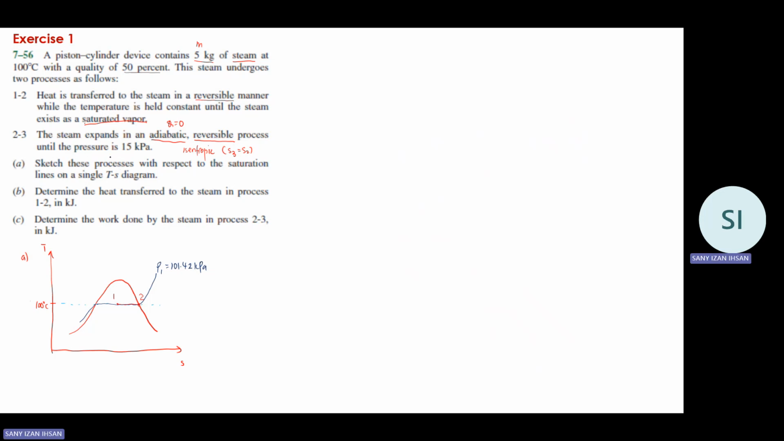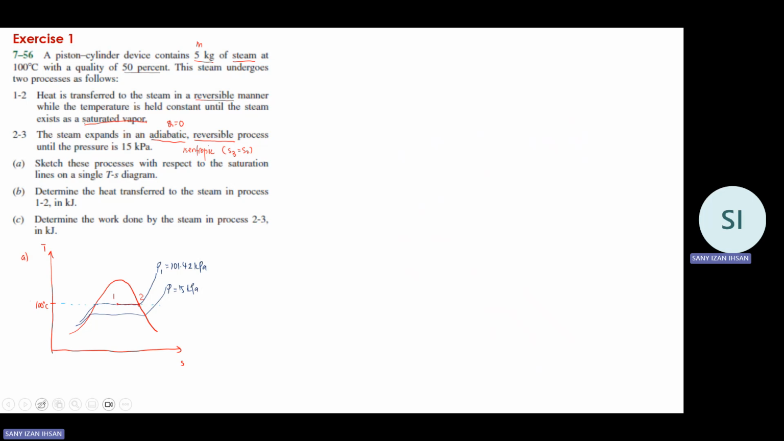And then we mentioned here, it goes to 15, which is, it will drop since initially it's 101, then down to 15. And we know that the lower pressure should be in the bottom. So let's say that this is our P equals 15 kilopascal. And if we draw a line, okay, something like that.